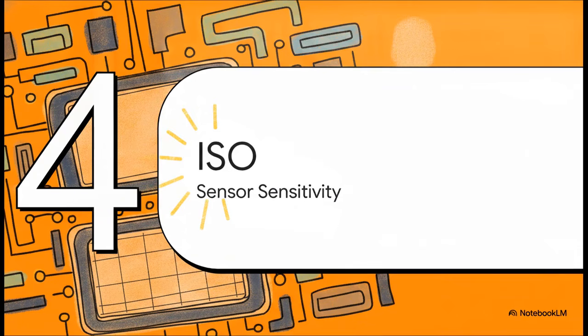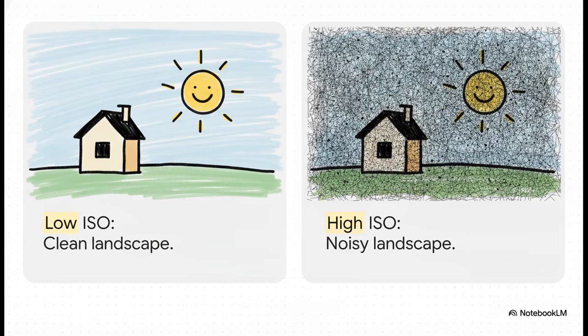Next up, part four, ISO, or sensor sensitivity. Now, this shifts us away from the window analogy completely and deals directly with the internal electronics of your camera. ISO controls how sensitive the camera's sensor is to the light hitting it. A low ISO gives you a super clean, high-quality image, but you do need plenty of actual light in your environment to make it work.